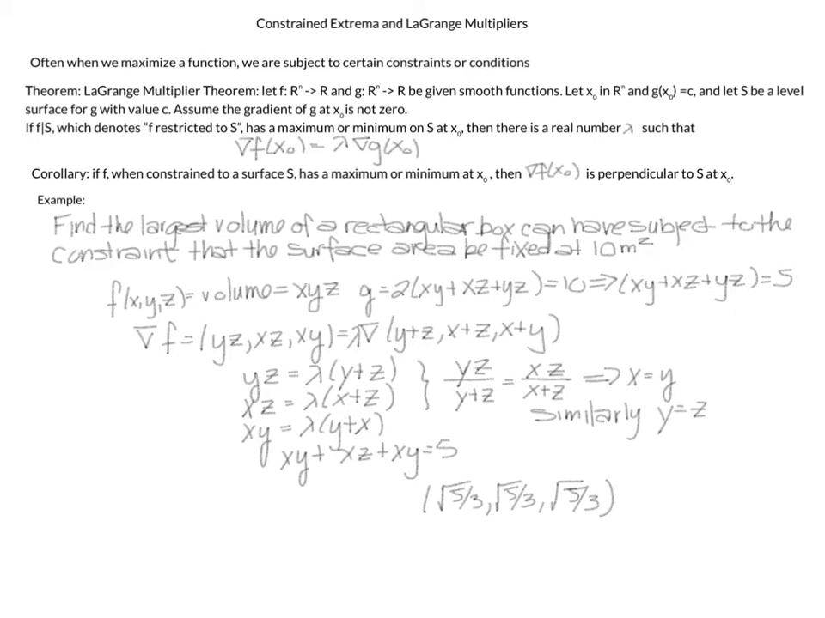And then we have 2xy plus 2xz plus 2yz equals 10, and we just kind of divided everything out by 2 to get this equation, just to simplify it a little. Now we use our Lagrange method of constraints.